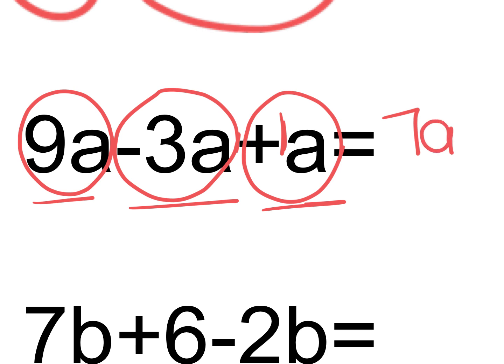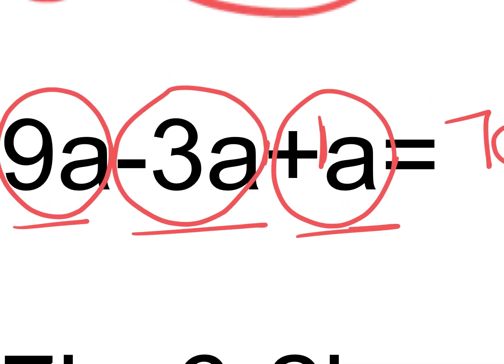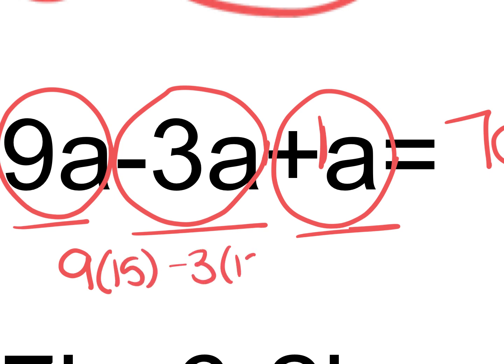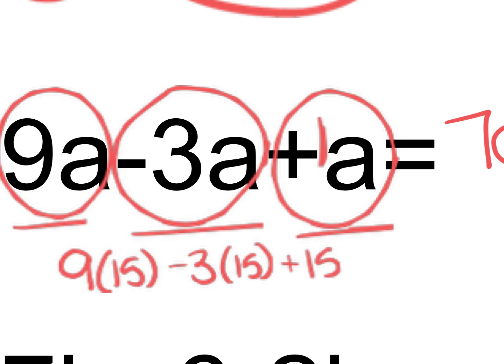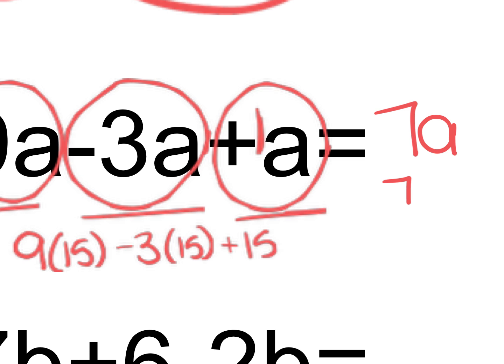Okay, this is a great example of why we do this. Let's pretend you went to solve this expression and I told you a is 15. If we don't combine like terms, we're going to have to do 9 times 15 minus 3 times 15 plus 15. We can do that, but it's going to take some time. If we combine like terms first, look, we just have to do 7 times 15 and we're done. So the whole point of combining like terms is to take all of these terms and condense them down together if we can, so it's easier to solve.